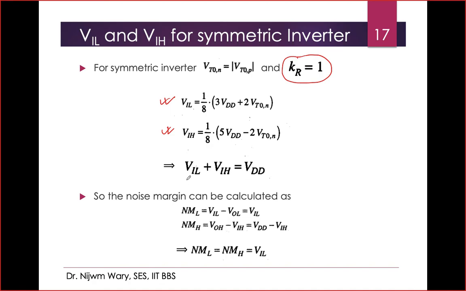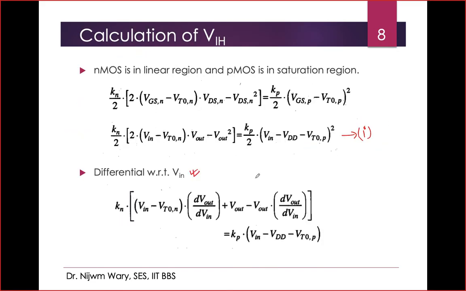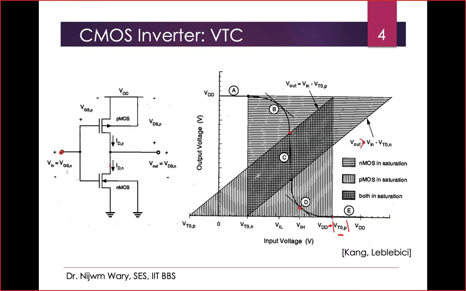So VIL plus VIH is VDD, which is very much clear if we go back here and see this, which you can also intuitively understand.